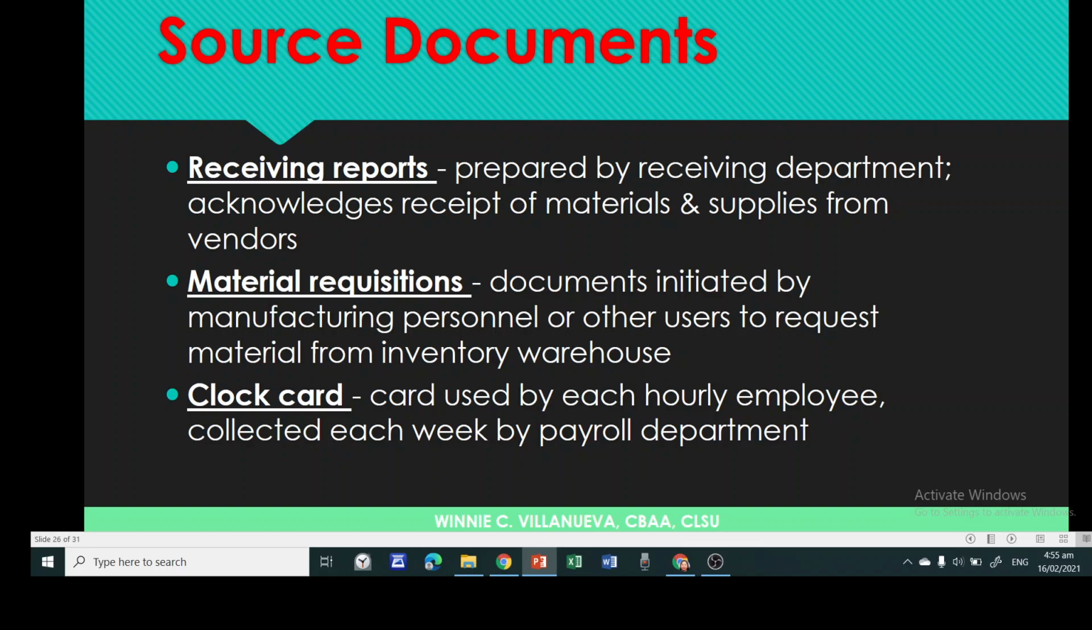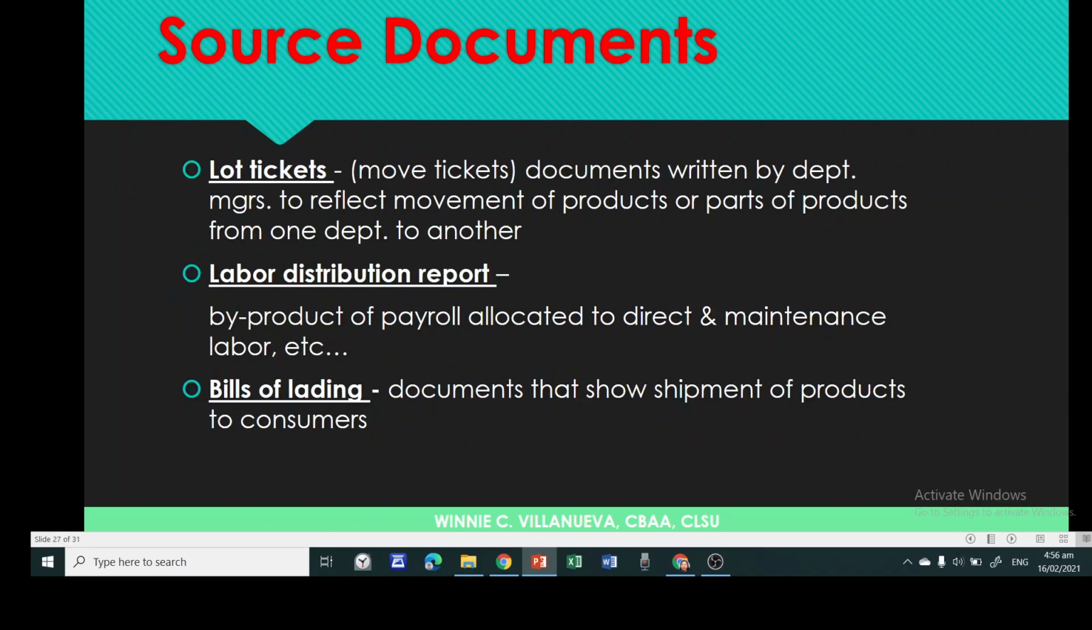Now, of course, you need to know the source document. Receiving report would acknowledge the receipt of material and supplies from the vendor or the seller. Material requisition is used before production because you have to request for the material that would be placed or used for you to make the product. Then clock card, ito para sa direct labor. Yung time in, time out. Lot tickets, ito yung from one assembly line to another assembly line.